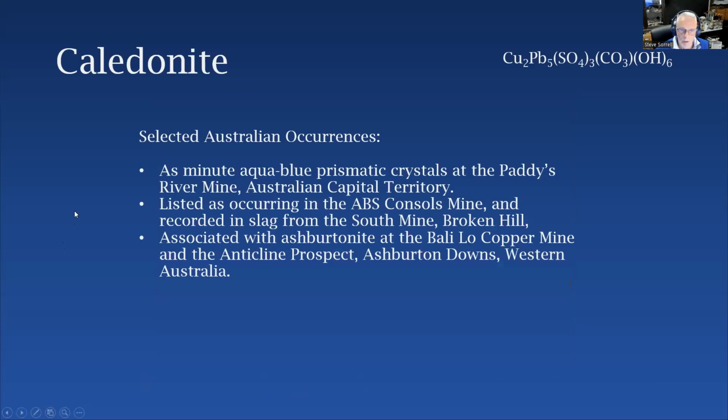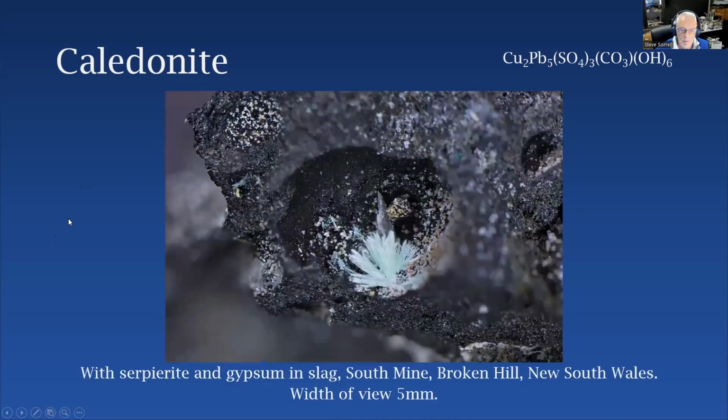Moving on to caledonite, it's nowhere near as common as, say, the occurrences in England, but it does form in the same way, just as tiny aqua blue prismatic crystals. And it's only been found at 3 or 4 localities. And this is one of them. This is from Broken Hill, but in slag. And this is serpierite at the front, and the little cluster behind there is the caledonite there and there and down here. So very tiny crystals.